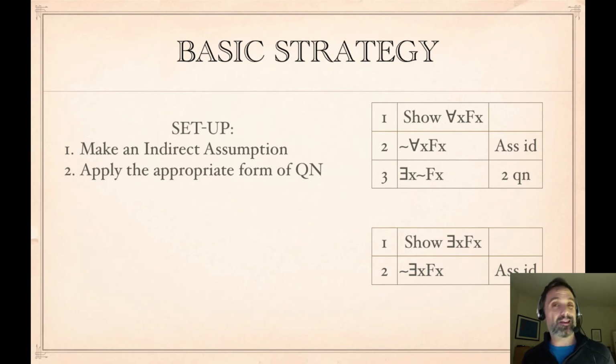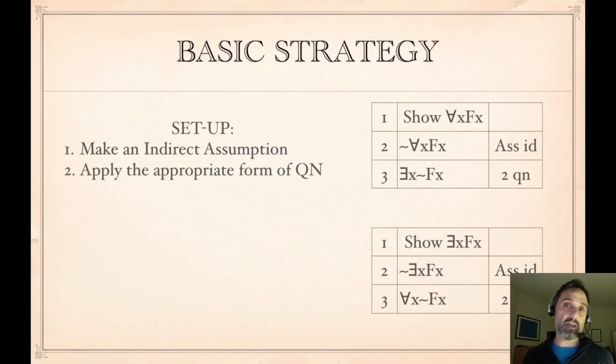No, because it's not a universal generalization. It's the negation of a universal generalization. So UI doesn't work with it. And similarly, you can't apply EI to 2. But if you apply QN to these things, then they turn into things that you can use the UI rules with.